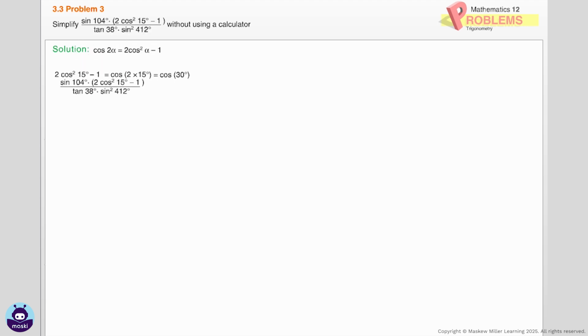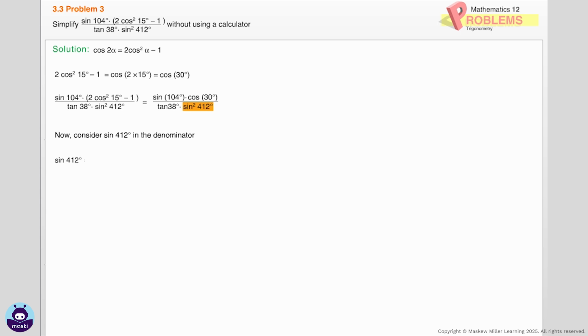Problem 3. Simplify without using a calculator. Solution. Recall the double angle identities for cosine. Using the second result and substituting alpha equal to 15 degrees, we get 2 cos square 15 degrees minus 1 equals cos 2 times 15 degrees equals cos 30 degrees. We can now substitute 2 cos square 15 degrees minus 1 equals cos 30 degrees in the given expression.